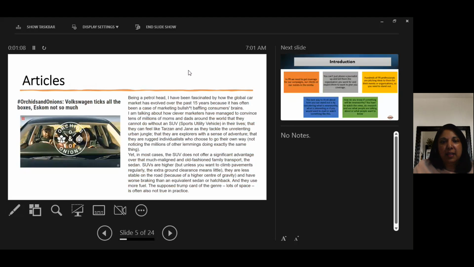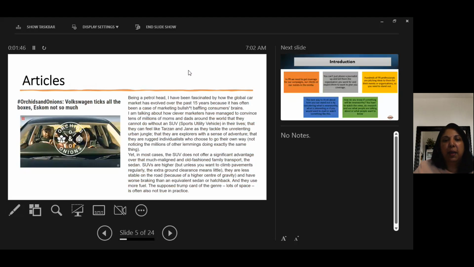Okay, there are other articles that you can look at, and I have taken this one from Biz Community. It's called Orchards and Onions, Volkswagen ticks all the boxes, Eskom not so much. Being a petrol head, this person has been fascinated by how the global car market has evolved over the past 15 years, because it has often been the case of marketing, okay, we're not allowed to say that word in class, baffling consumers. So the marketing has been baffling consumers' brains.